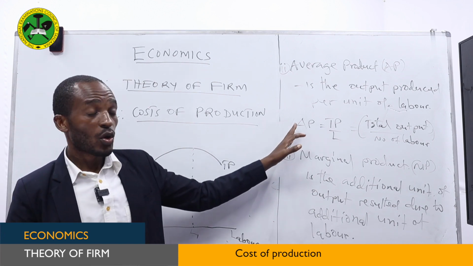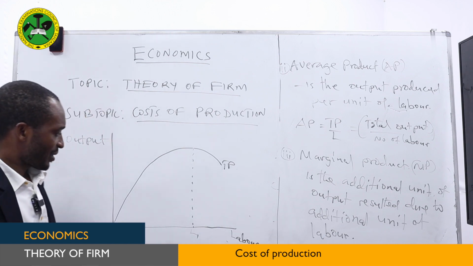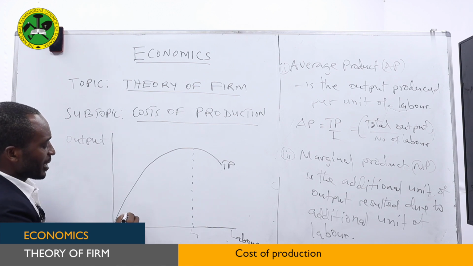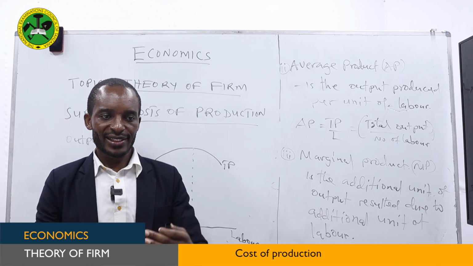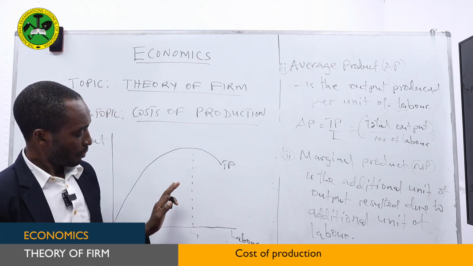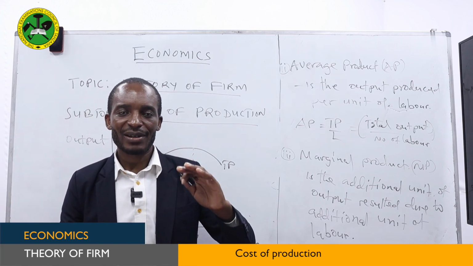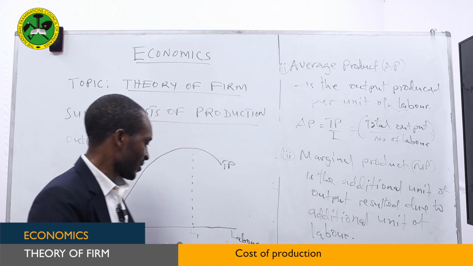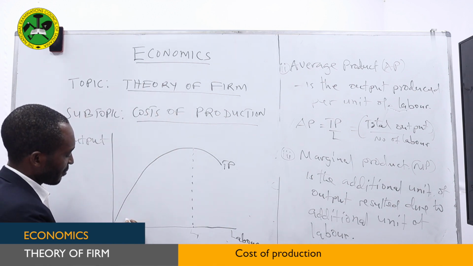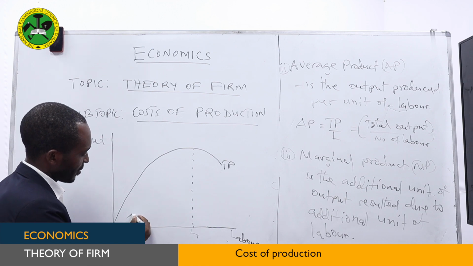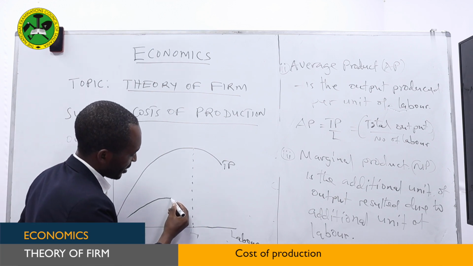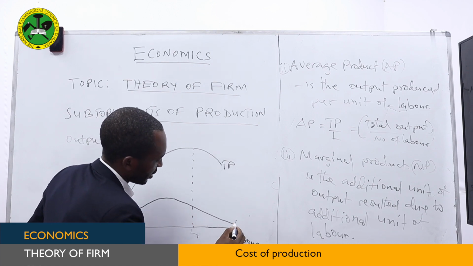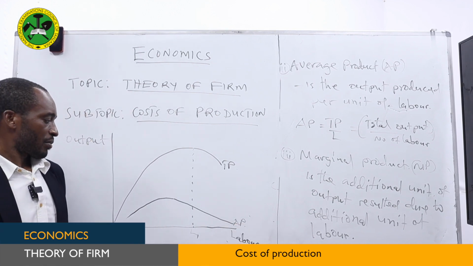Average product. Now, the average product curve, this one: at the beginning, as I employ units of labor, the average product, or the output per worker, will be increasing, and will reach a level where the average product is at a maximum. Then it will reach a point when the average product starts to decline. So the average product will start to increase, then reach a maximum, then start to decline. So this one will be the average product.